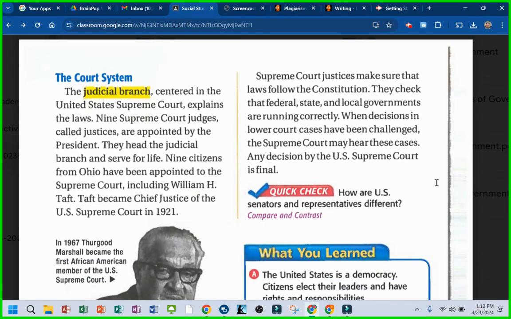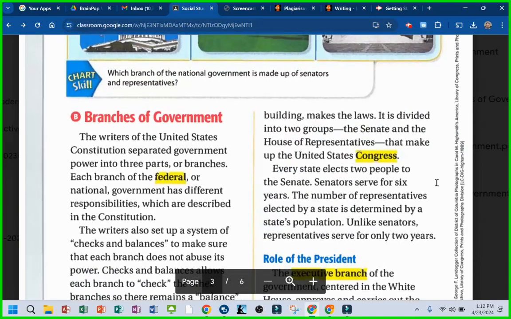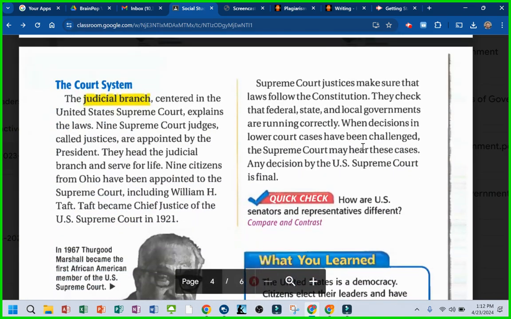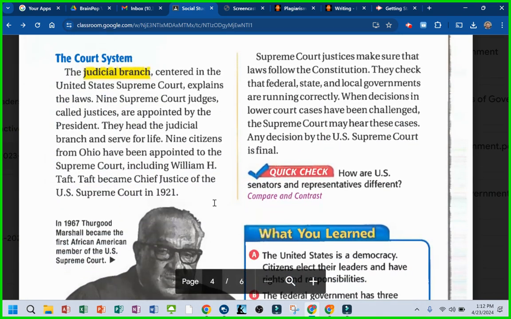The court system. Let's see. Oh, yeah, here's the chart right here. The executive right there. Okay? The court system. That is the judicial branch. Centered in the United States Supreme Court, the judicial branch explains the laws. 9 Supreme Court judges, called justices, are appointed by the president. They head the judicial branch and serve for life.